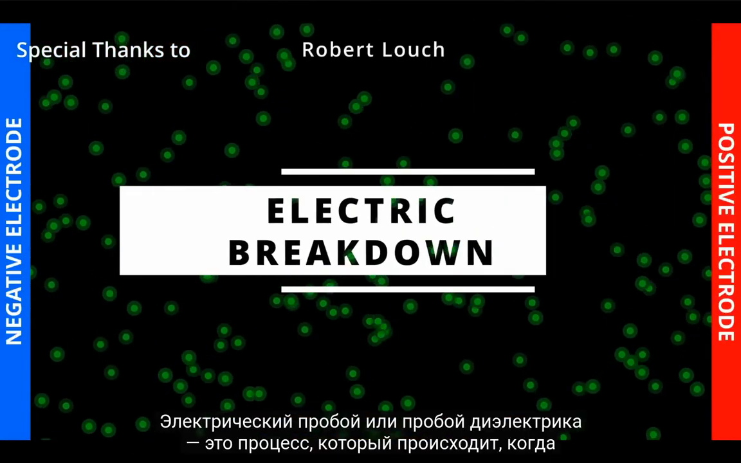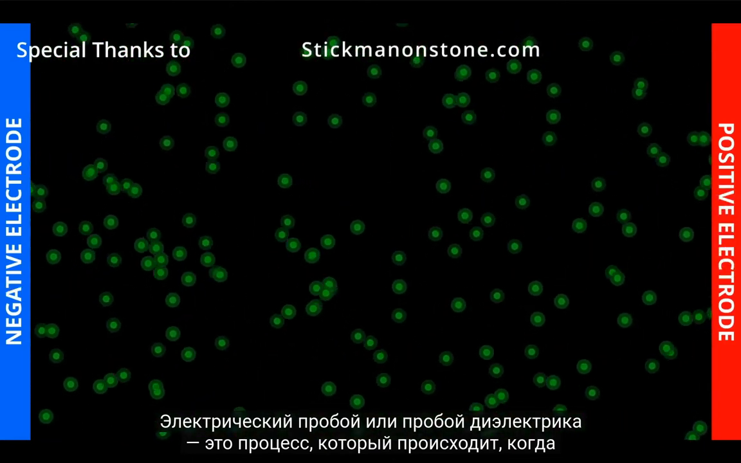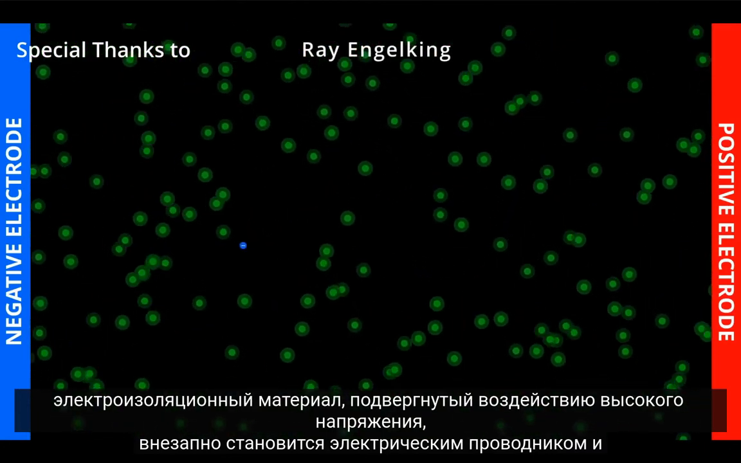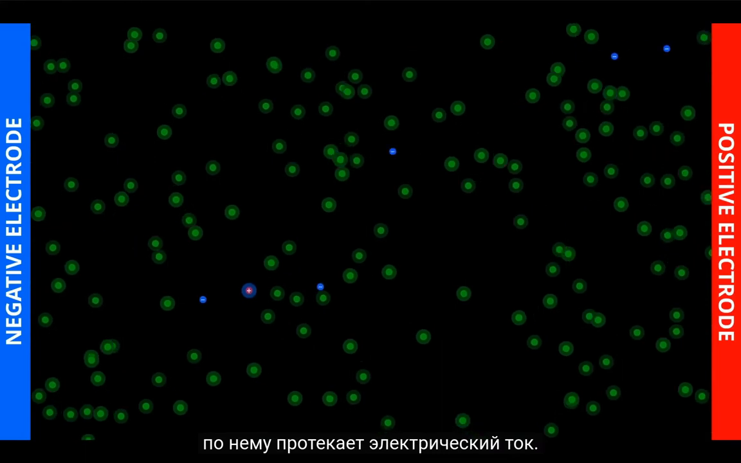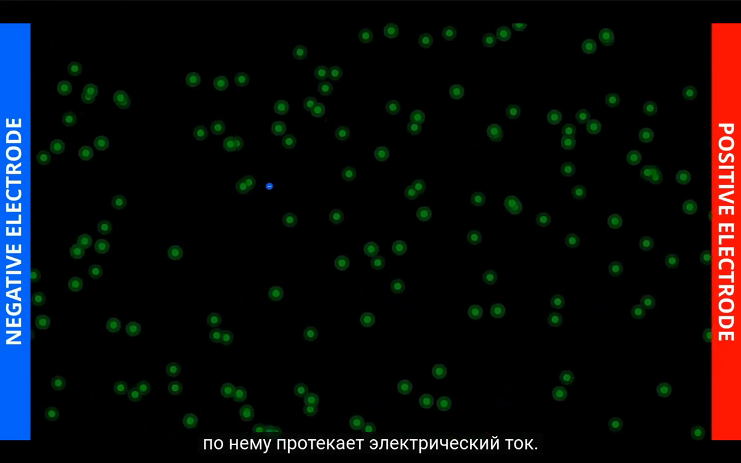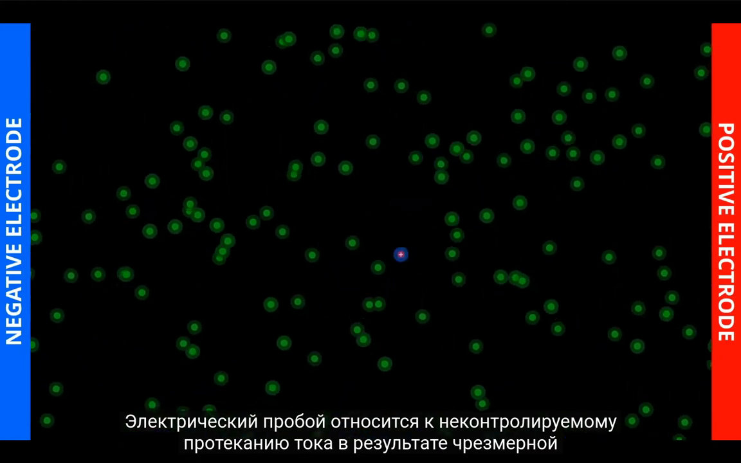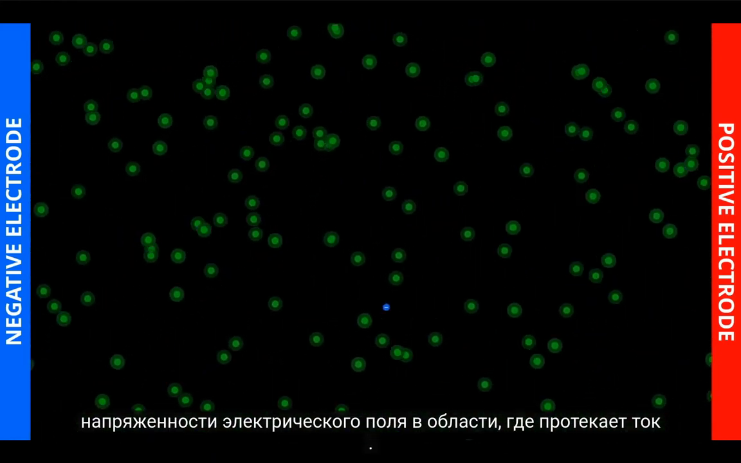Electric breakdown or dielectric breakdown is a process that occurs when an electrical insulating material subjected to a high voltage suddenly becomes an electrical conductor and electrical current flows through it. Electric breakdown refers to the uncontrolled current flow as a result of an excessive field strength in the area that the current flow is occurring.